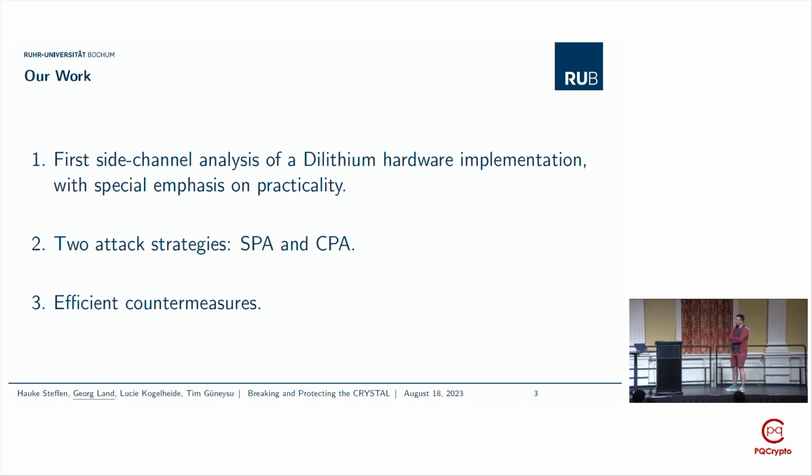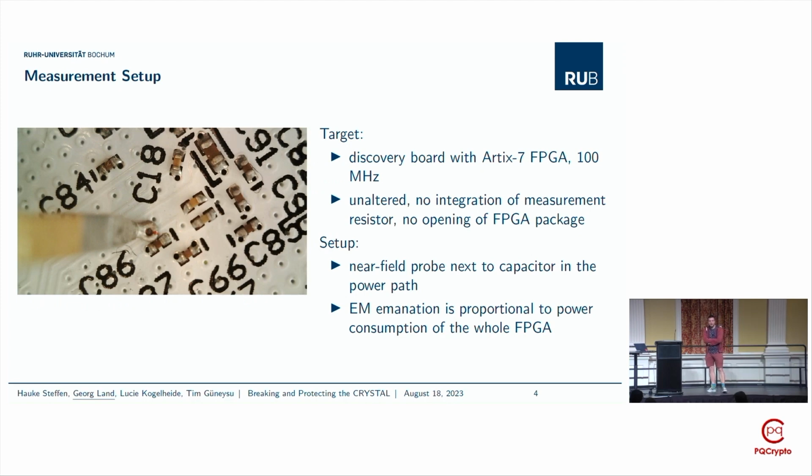We do so with a special emphasis on practicality. I have to admit we just use standard techniques for this: long-known techniques, simple power analysis and correlation power analysis. We introduced some tweaks to make them more efficient, so that's another contribution there. And then we also explore efficient countermeasures. What do I mean by emphasizing practicality? We just used a standard Artix-7 FPGA discovery board, clocked at 100 megahertz. And that's the first thing.